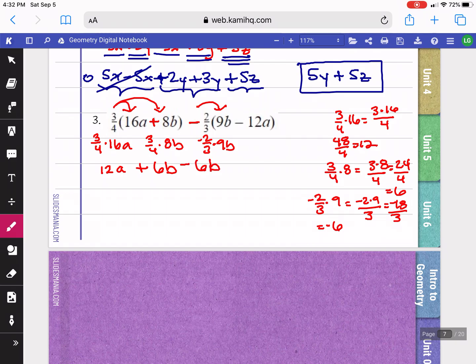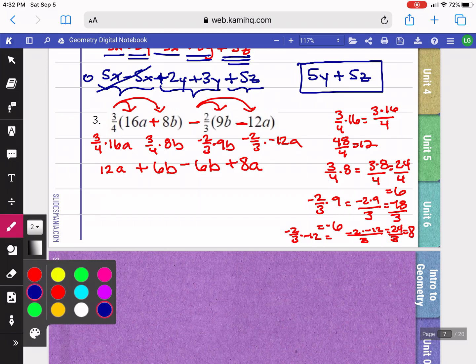And then we can distribute negative 2/3 to the negative 12a. So here we're doing negative 2/3 times negative 12. So negative 2 times negative 12 divided by 3, or positive 24 divided by 3, which is 8. So negative 2/3 times negative 12a is positive 8a.